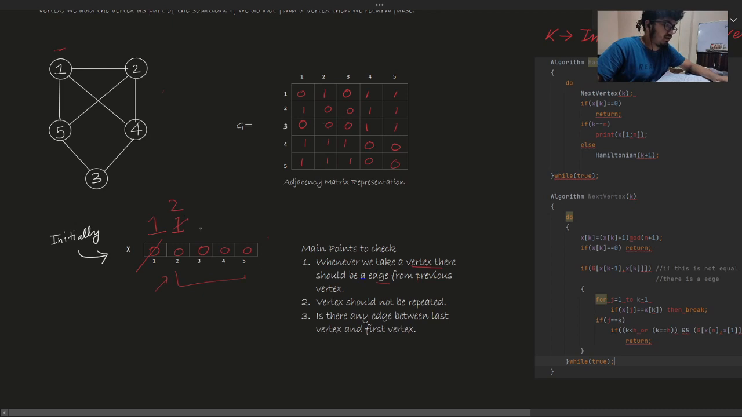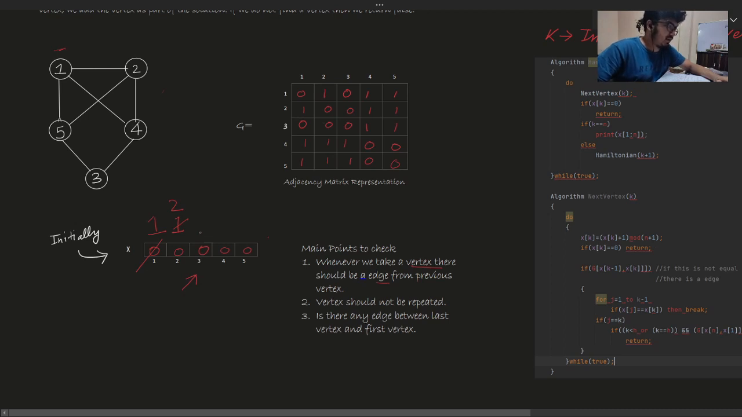Now we cut it and make it 2. Then we check, is there an edge from the previous vertex? Yes, we have an edge. Now the vertex should not be repeated. Yes, the vertex is not repeated. Is there any edge between the last vertex and the first vertex? This is not the last vertex, so we will not check the third condition here. Then we go to the next.